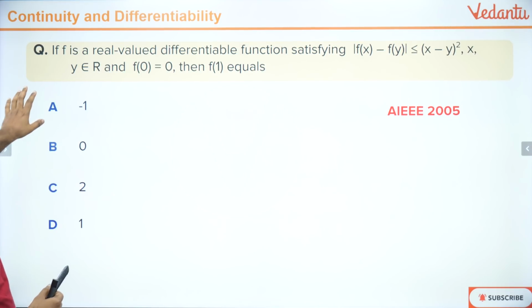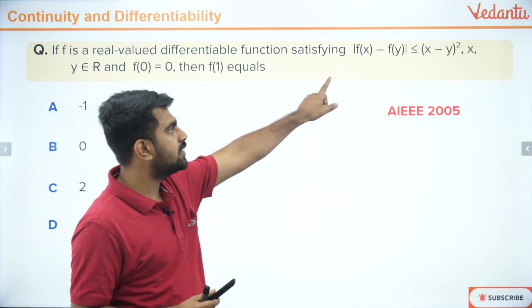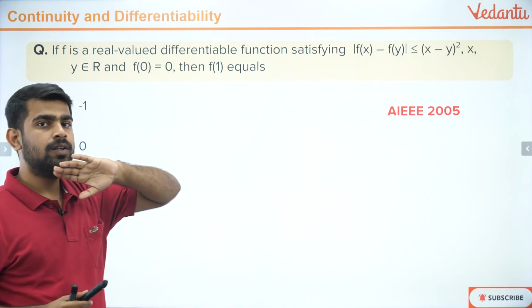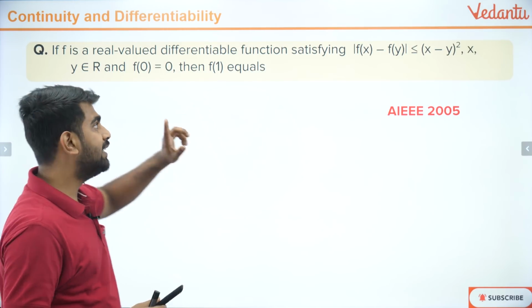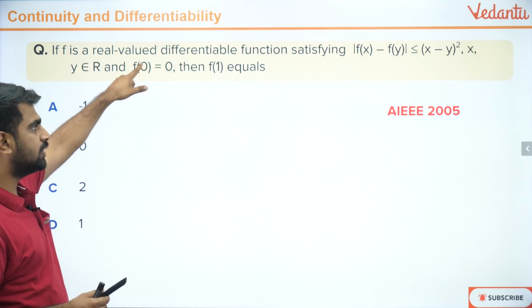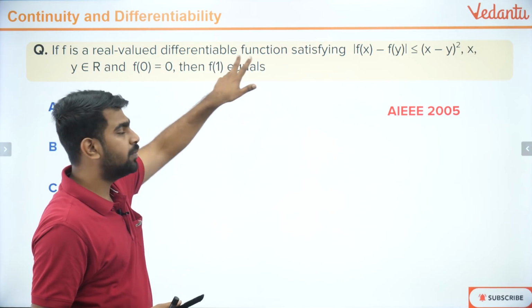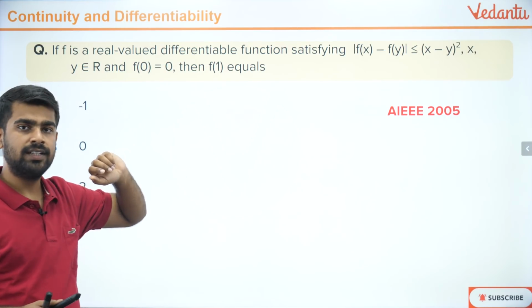So guys, here you have a real valued function and it satisfies this inequality. And guys, please read the question very carefully. Each and every word matters a lot. Here you have f to be real valued, and that is why you have inequalities. And then you also have a differentiable function. Differentiable means what? It is a smooth curve.